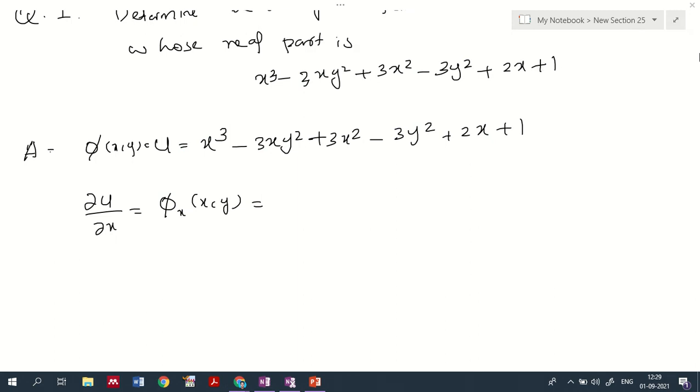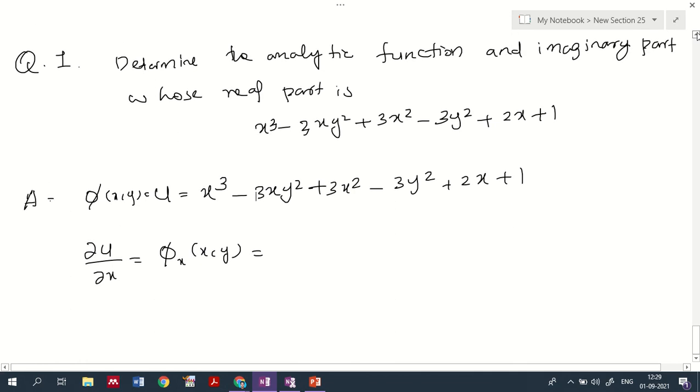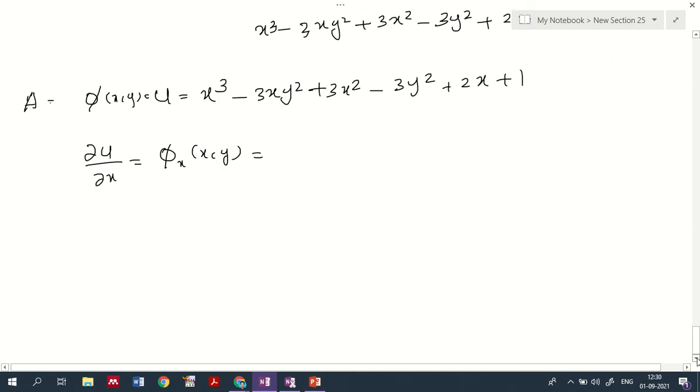So u is given here. So determine the analytic function and imaginary part. So phi of x, y is equal to u equal to x cube minus 3xy square plus 3x square minus 3y square plus 2x plus 1.